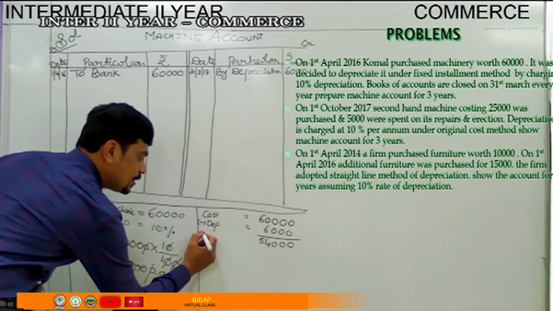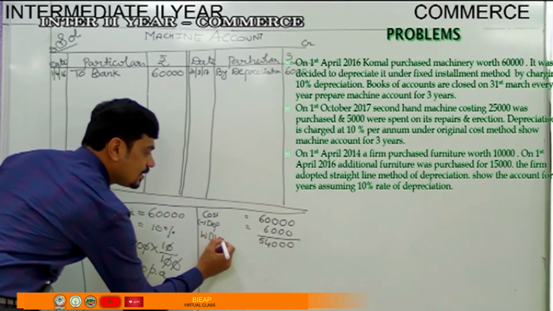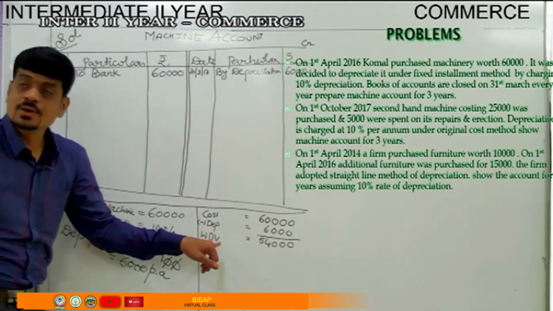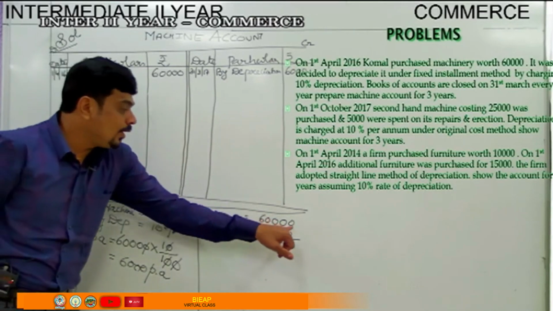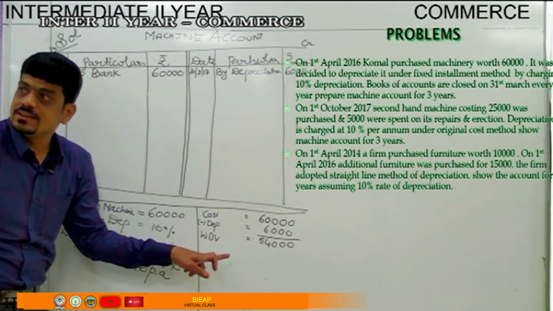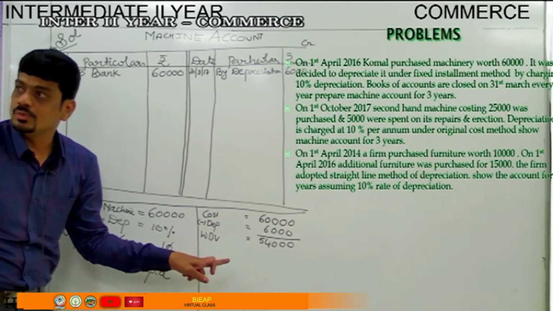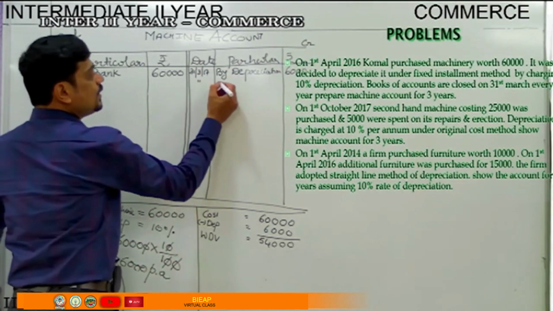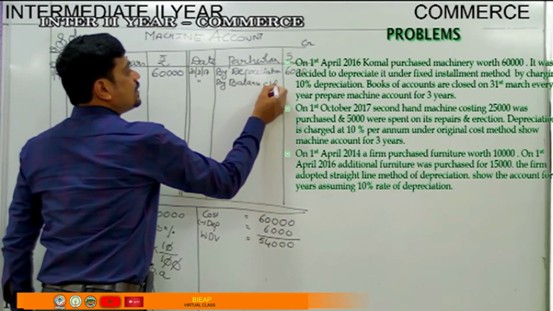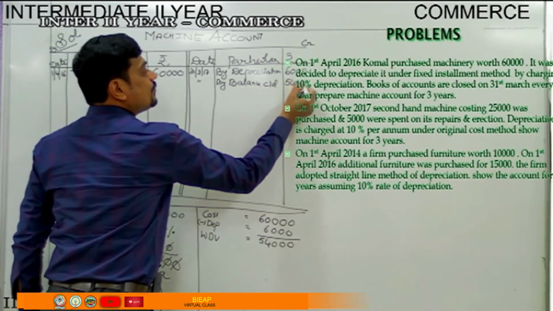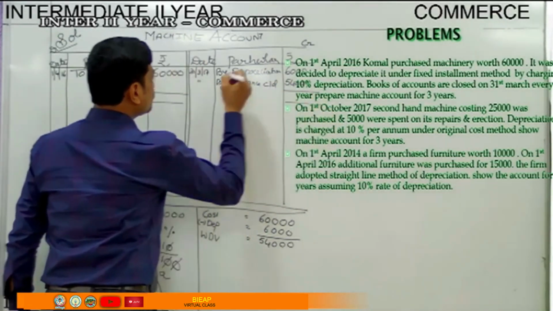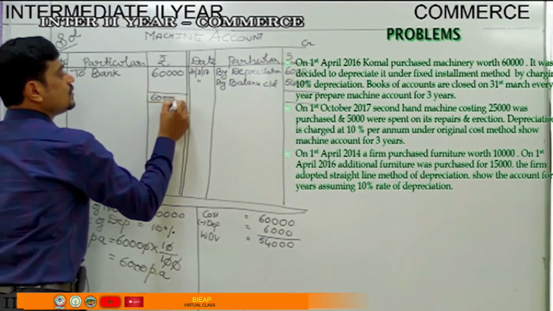And what do we call this 54,000? We call it written down value, nothing but balance carried down. When we bought the asset, it was 60,000. After using 1 year, the value has come to 54,000. So we'll balance the account on the same date and close it. By balance carried down, 54,000. Close the account, both sides 60,000.